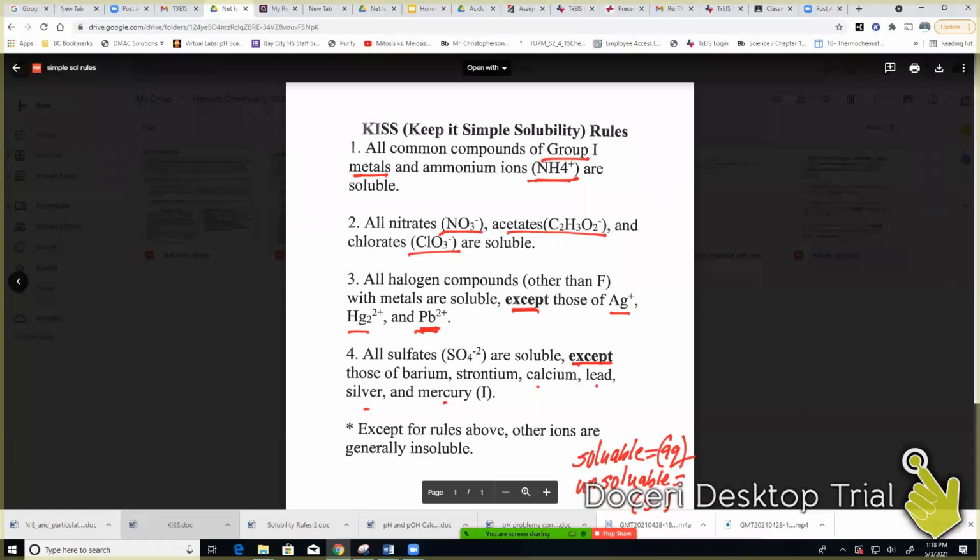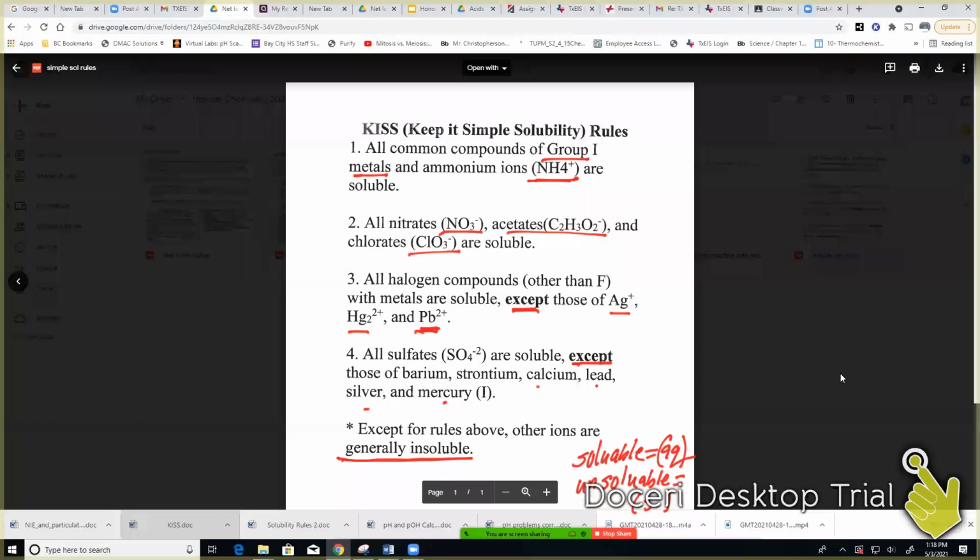If you can't find your compound in any of those first 1 through 4 rules, then it is generally insoluble and you would put it as an S for solid. And our main exception to something that would be an AQ or an S is water, because we'll have that a lot because acid-base reactions produce water and a salt, and the water is going to be a liquid.